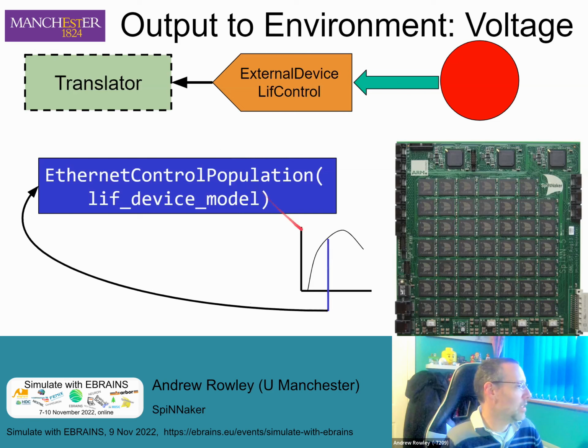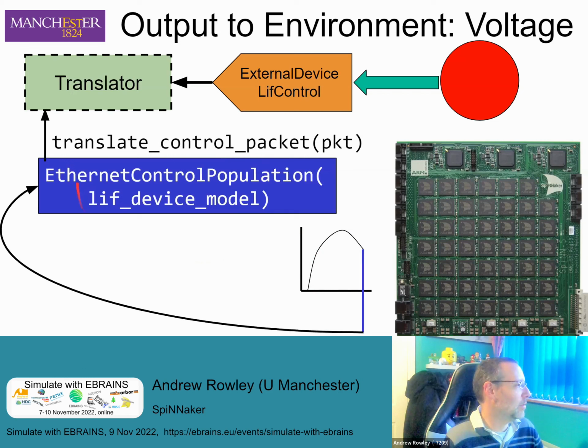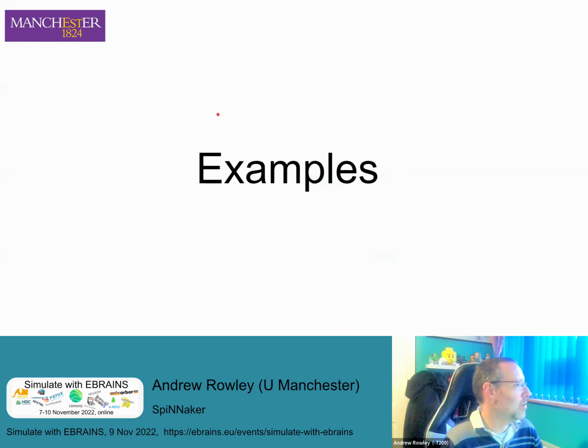So if you use this, basically the idea is it will send you at periodic intervals these packets, which go into this translator, which is called translate control packet. Because you're receiving an actual multicast key here, you may want to translate that into something that something external can do, and that's what that's for.